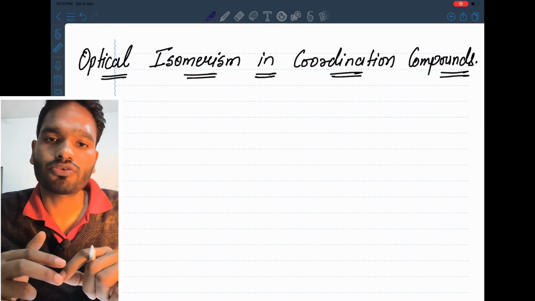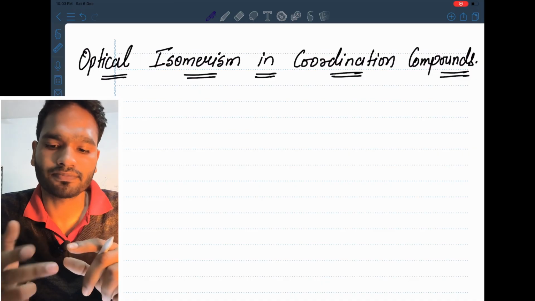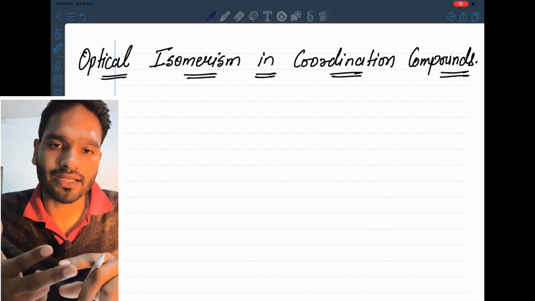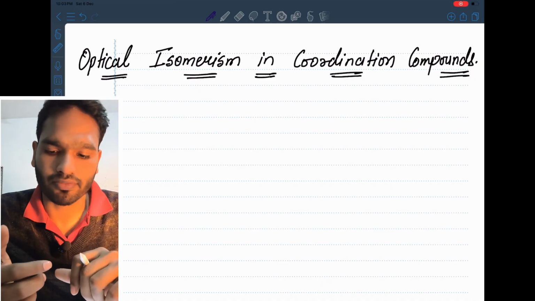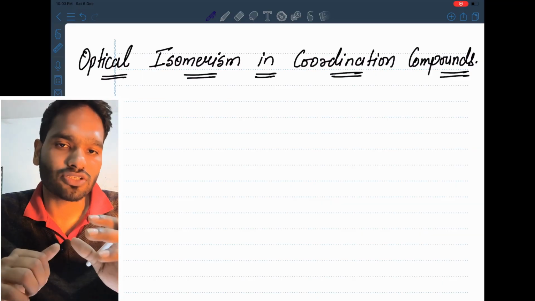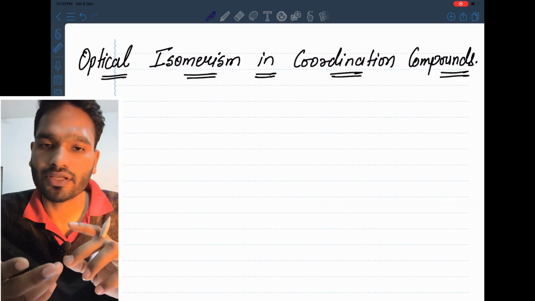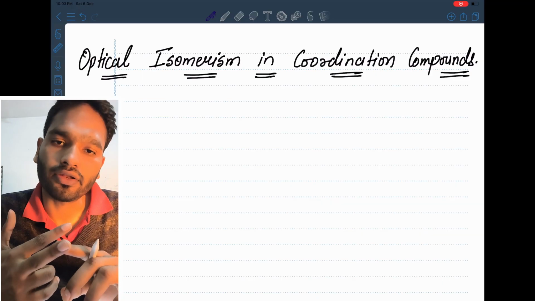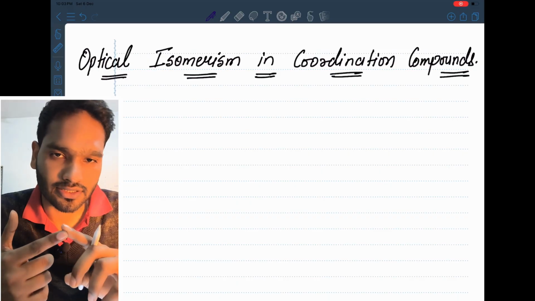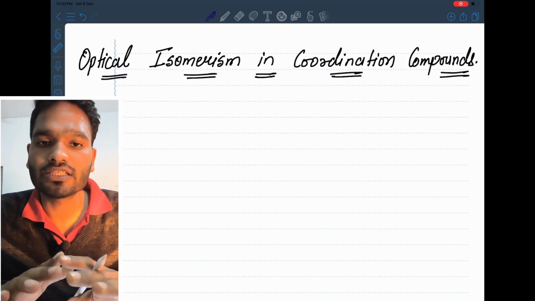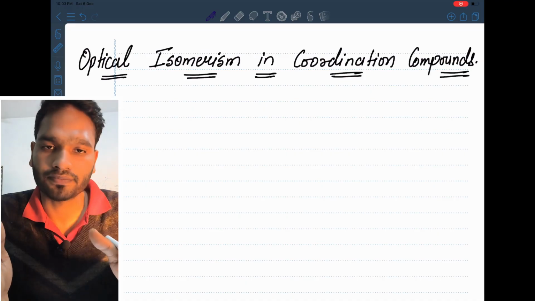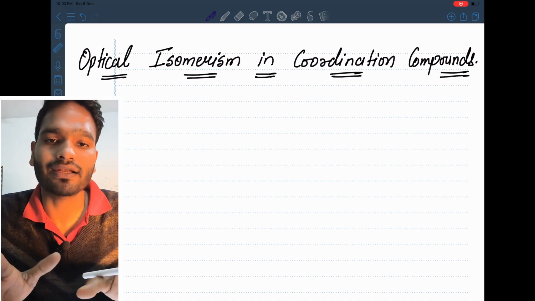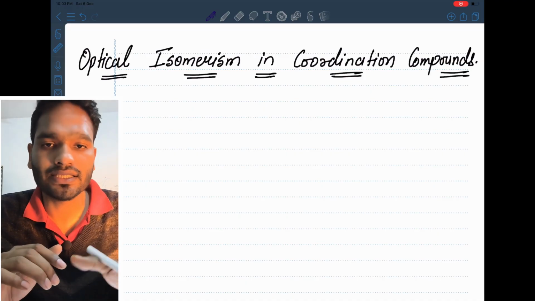In this particular video, I will be talking about optical isomerism in coordination compounds. In coordination compounds, there are two types of isomerism. One is structural isomerism and another is stereoisomerism. Stereoisomerism is when you have the same molecular formula and the same structural formula, but the arrangement of the atoms or groups in space is different.